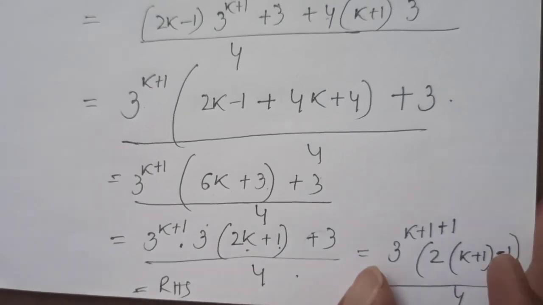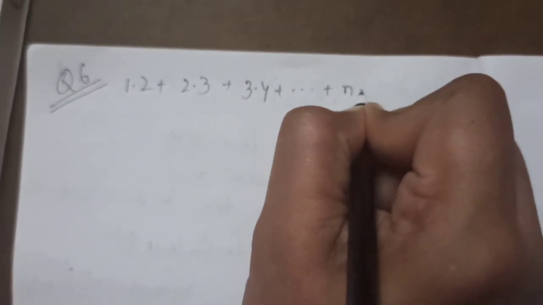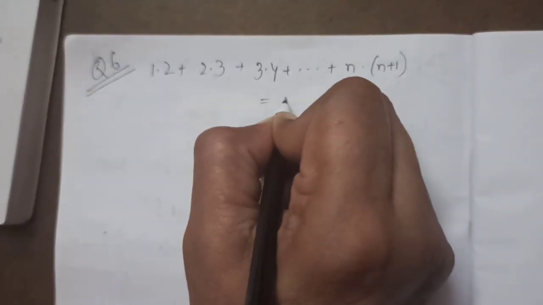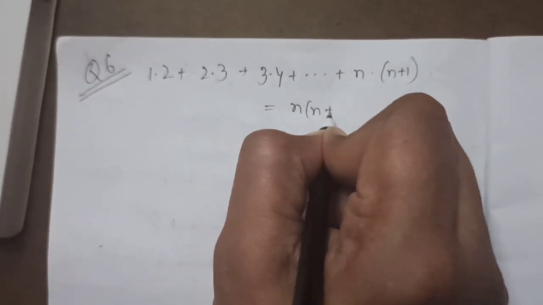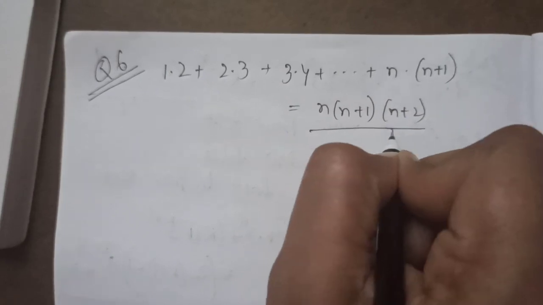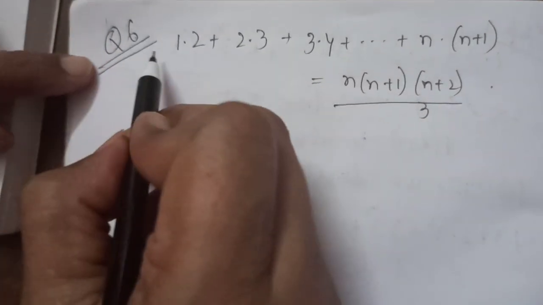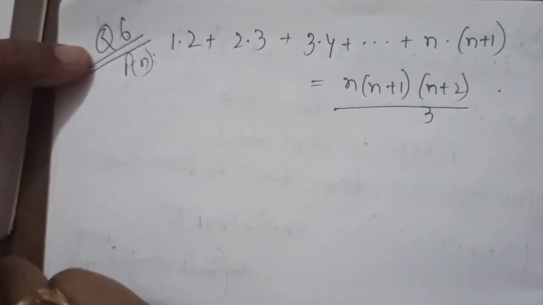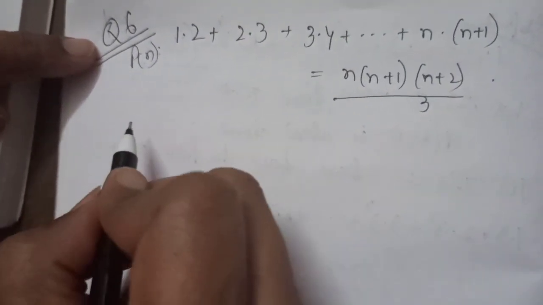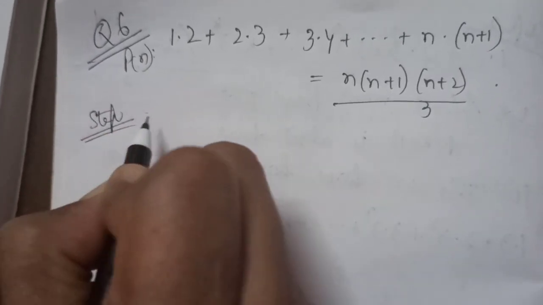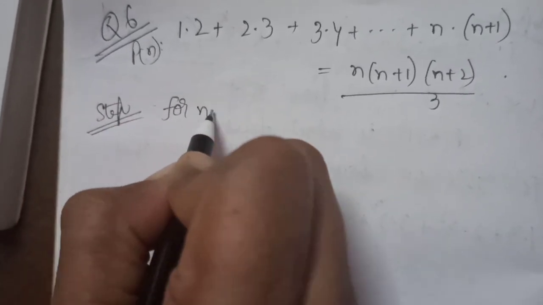Plus up to n into n plus 1, which is equal to n into n plus 1 into n plus 2 by 3. Okay, so this is a given statement P(n). Whatever is the question given to you, that is only you need to take as the given statement. Now your step 1 is when n equal to 1. For n equal to 1, that means your P(1).